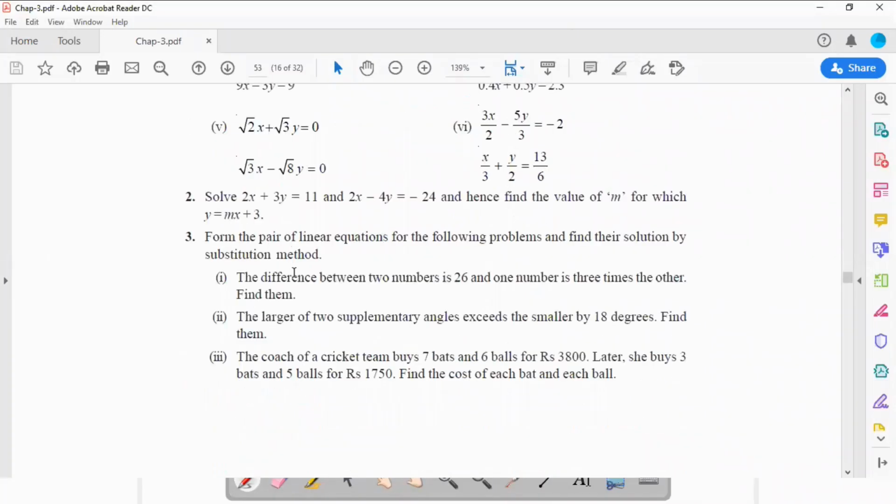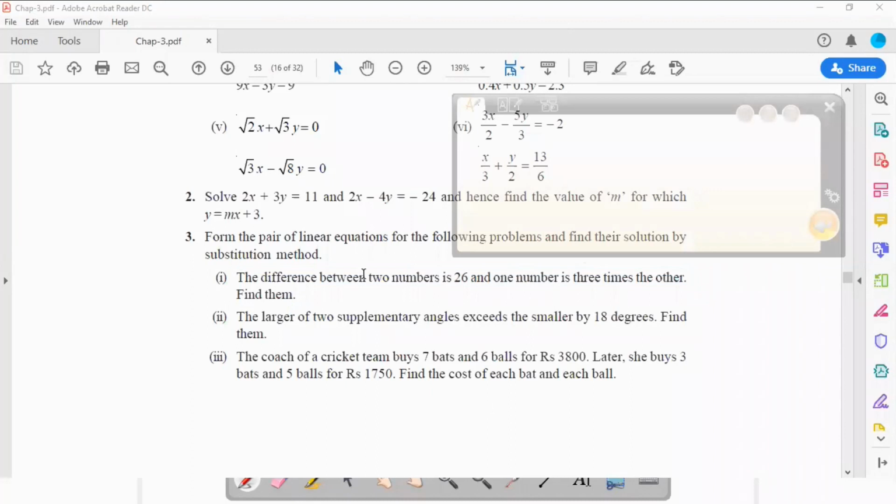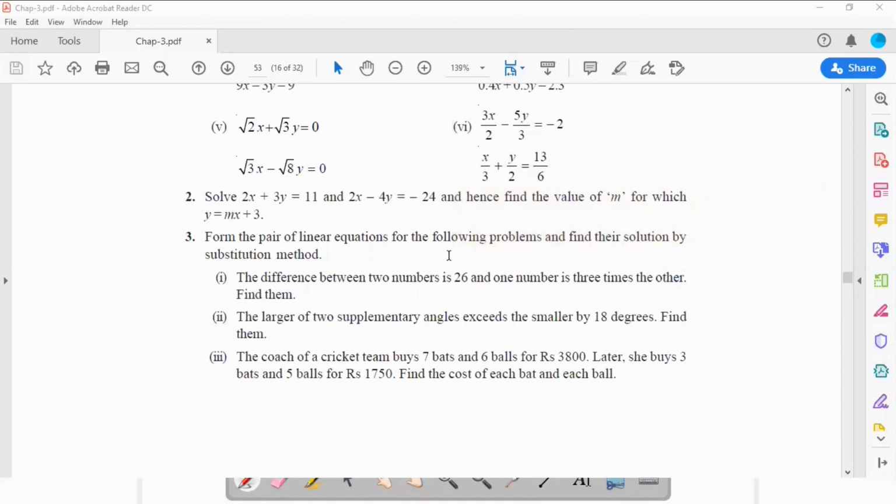Third question. In the third question, what will be the equations of the first sub question? So we can form the equation now. We don't solve, but we can form the equations. What will be the equations? x minus y is equal to 26. Okay, the difference of two numbers is 26. Okay, x minus y is equal to 26.